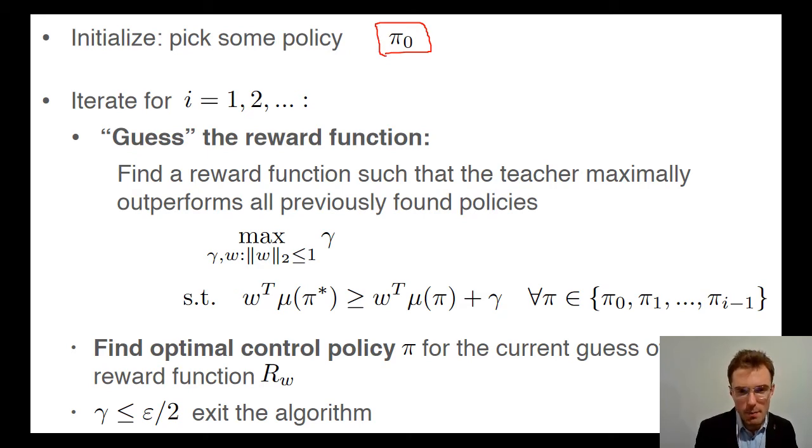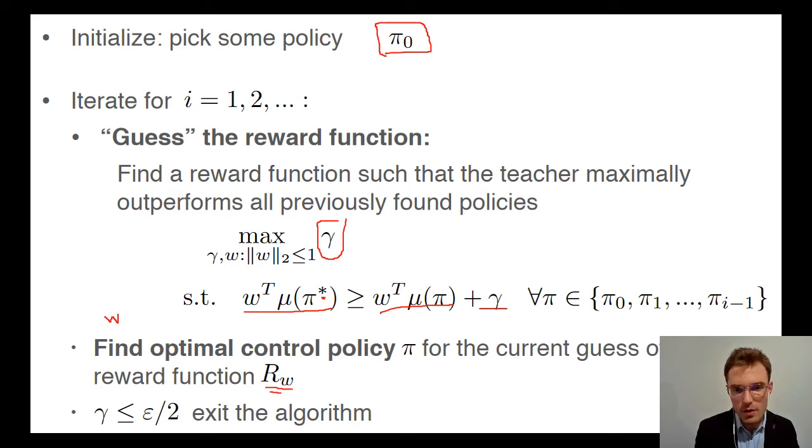Then from them, we apply this optimization where we want to maximize. It was called T before, now it's called gamma. This is the margin. We want to maximize the margin, which is the difference between the expected value for the expert and the expected value for, in this case, we have only pi 0. And when we solve that problem, then we get a reward function because we get W. So at this point, we have a W if we have solved it. Then based on this W, we have a R, which is R_W.